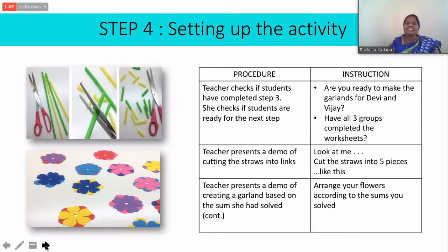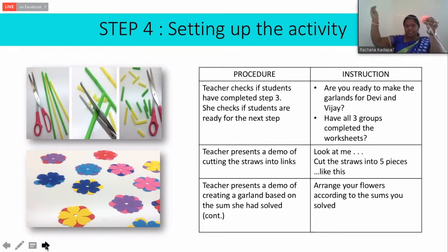And then the teacher presents a demo of creating a garland based on the sum she has solved. So arrange your flowers accordingly. With the help of the thread and needle, we have to arrange a garland like this. We have to do one activity. The teacher must give a demo.